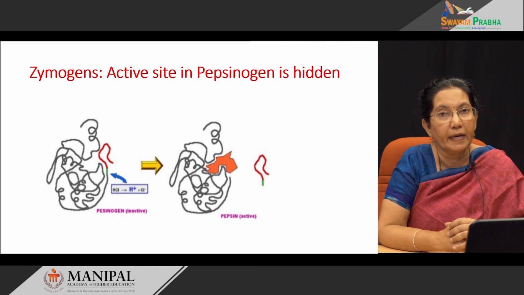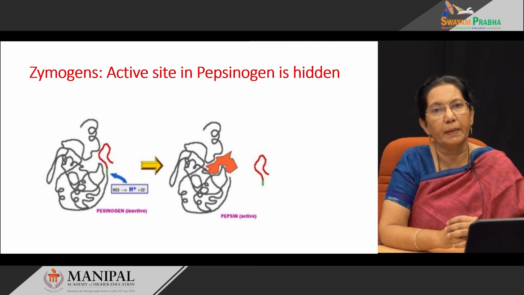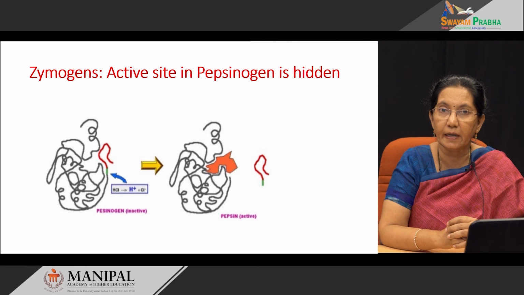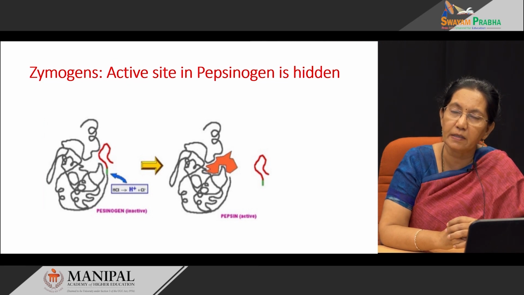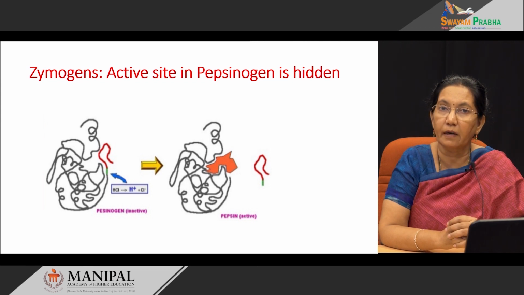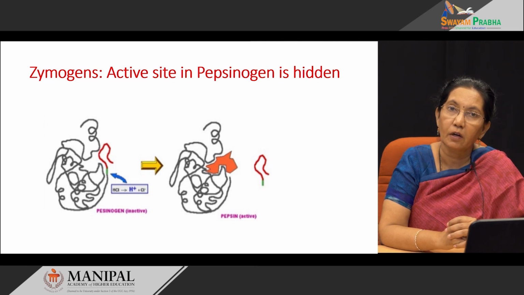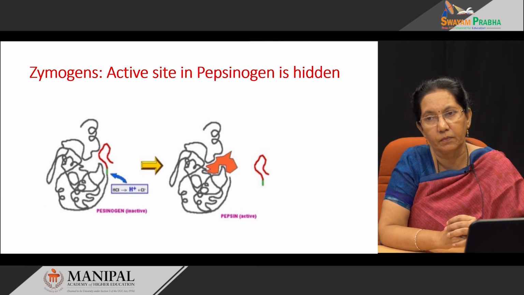Zymogens are inactive enzymes which can be activated under certain circumstances. Let's take the example of pepsinogen. We all know that pepsinogen is an inactive enzyme and pepsin is an active enzyme. How is pepsinogen converted to pepsin? Well, in the stomach, under acidic conditions, pepsinogen gets converted into pepsin and then through a process of autocatalysis converts more pepsinogen into the active pepsin form.